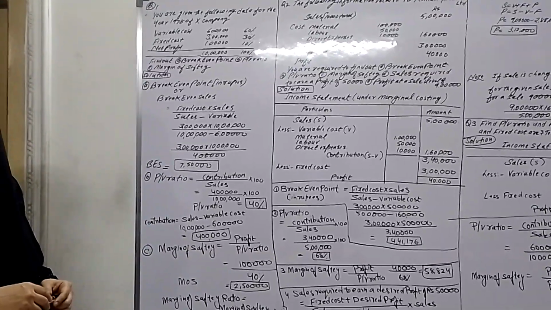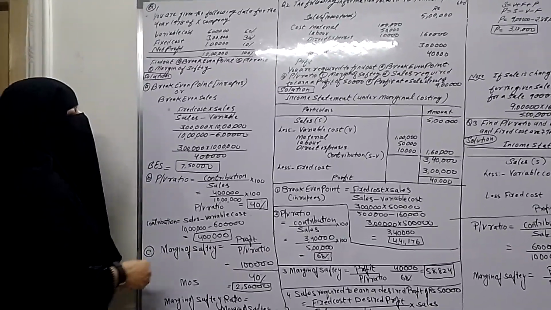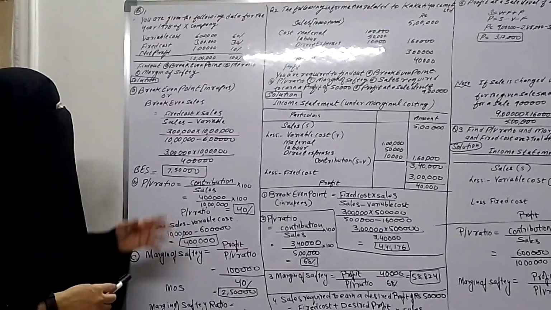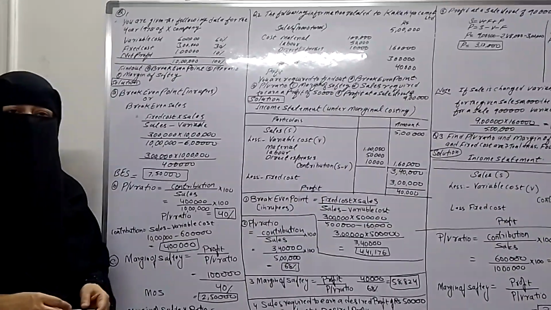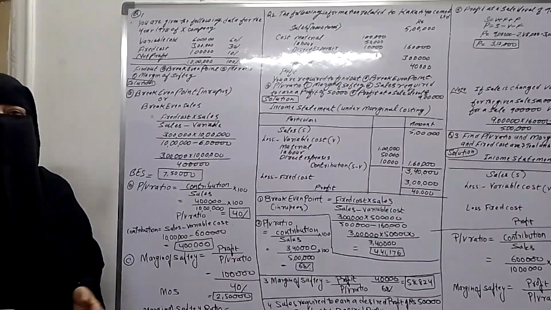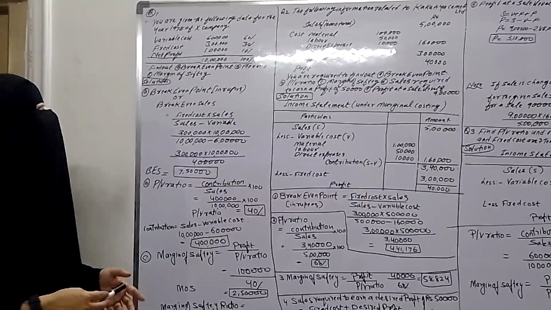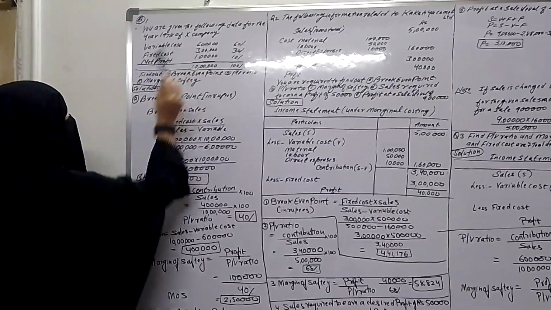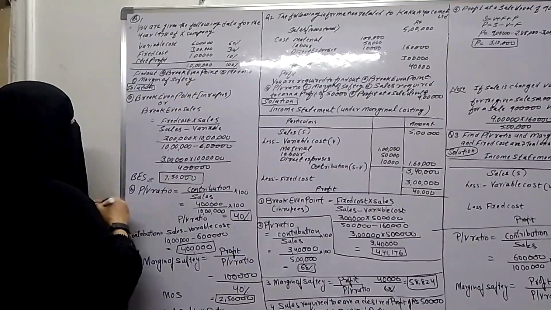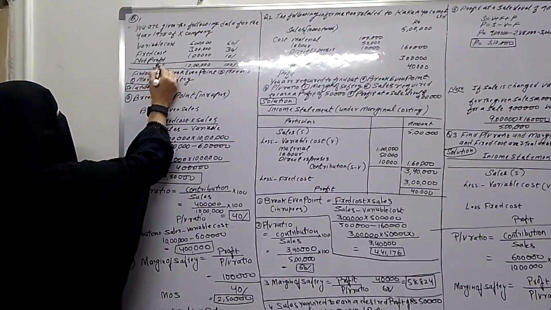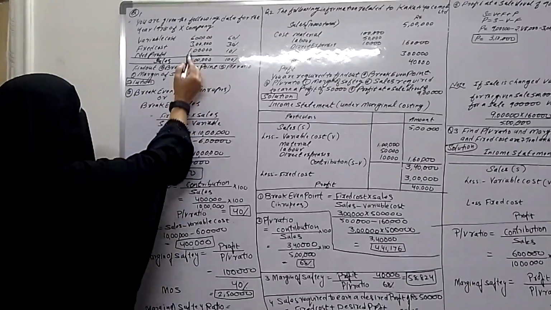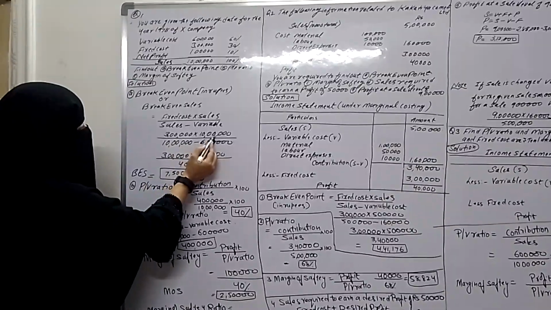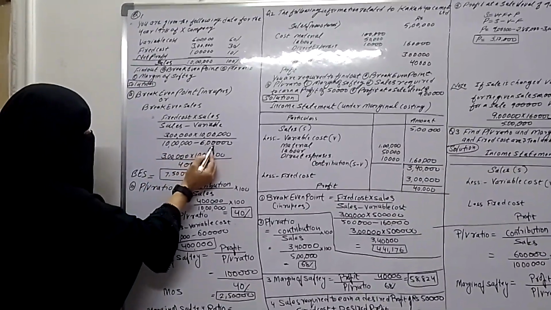For break-even point in rupees, the formula is fixed cost into sales by sales minus variable cost. And in the question, information is given variable cost, fixed cost, profit and sales also. So all the information is given, only we have to substitute in the formula. So fixed cost is 3 lakh, sales is 10 lakhs, this 10 lakh represents sales. And variable cost is 6 lakhs. So fixed cost 3 lakh, sales into 10 lakhs. Then 10 lakh minus 6 lakhs.